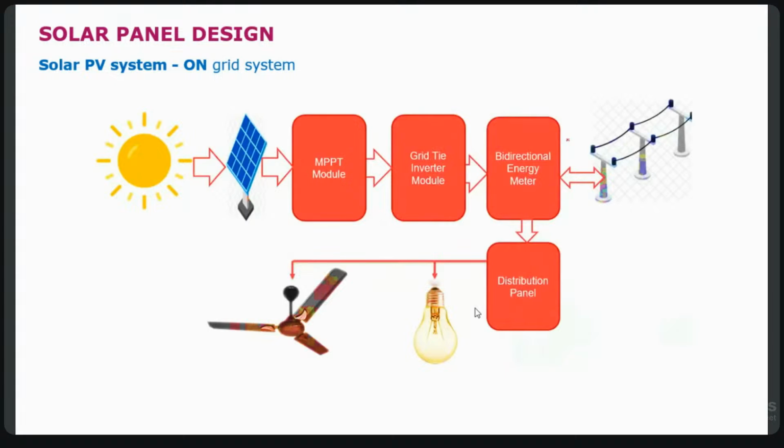Another thing: even whenever there is a power cutoff, with the help of this bidirectional meter, we can get power from the grid, ensuring that at any point the load will get power. This is one of the advantages of the on-grid system.